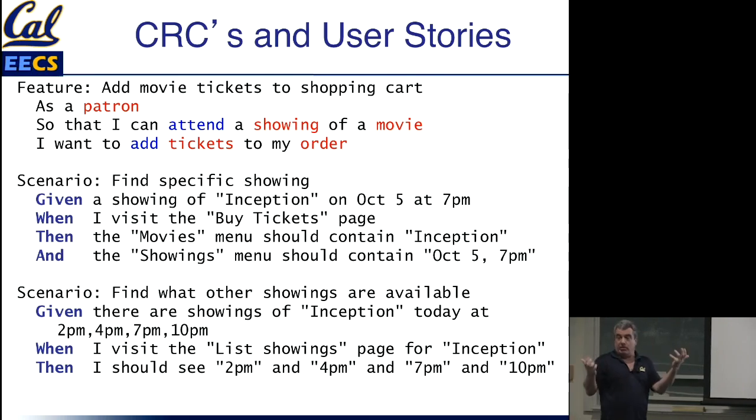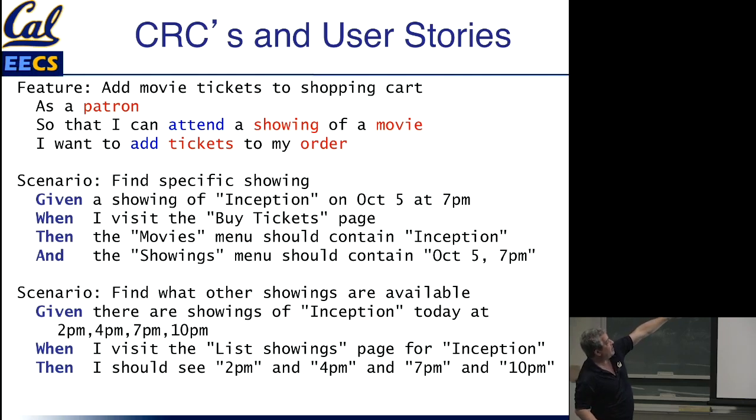Maybe there's an intermediate model. Because a ticket, I don't know, if a ticket could be valid for many different showings, but a showing has many tickets, maybe there's an intermediate model relationship. We're not sure. But tickets and showings certainly are things. And there's probably going to be a relationship between them.